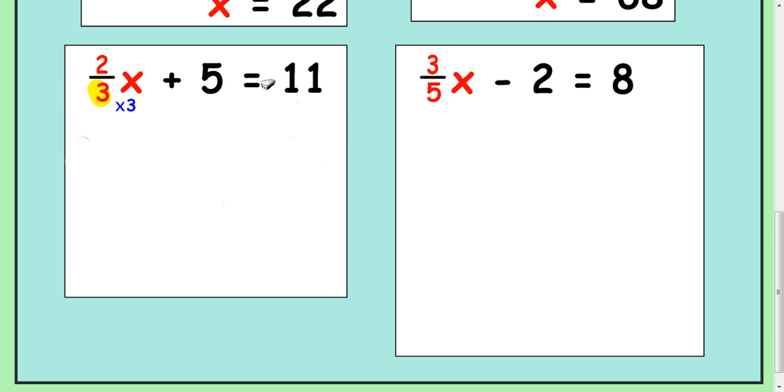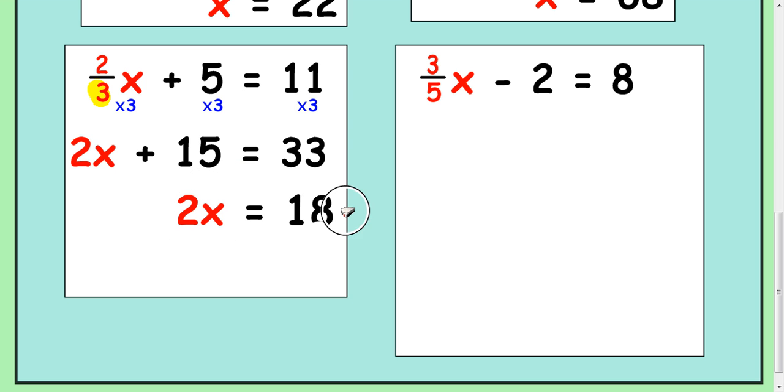But remember to times everything by 3, so the 5 times 3 and the 11 times 3. So 2x plus 5 3s are 15, and 3 11s are 33. Take away the 15 from both sides, so 2x is equal to 18, and half your answers, so x equals 9.